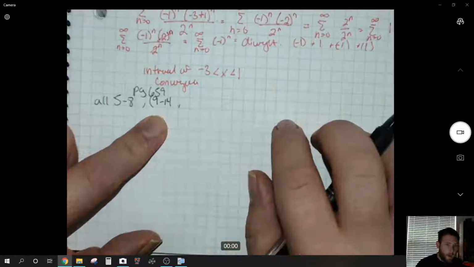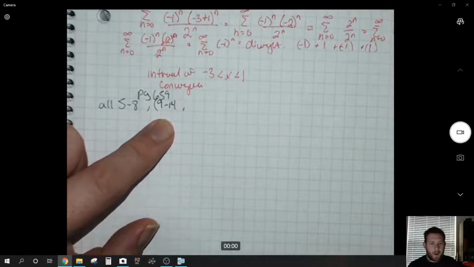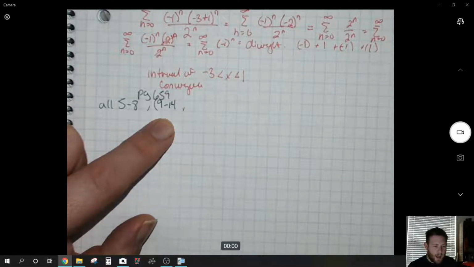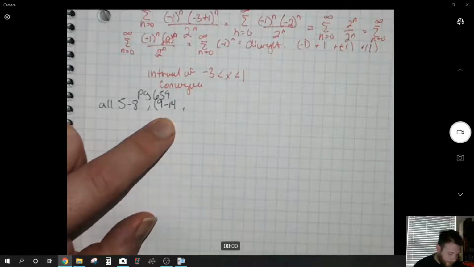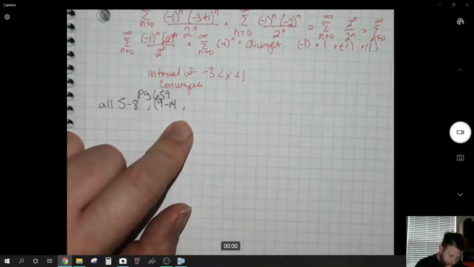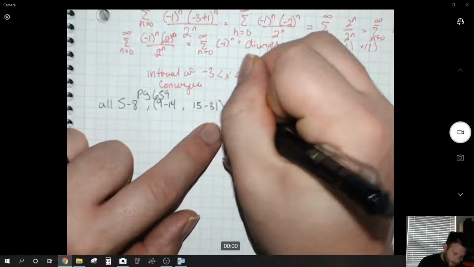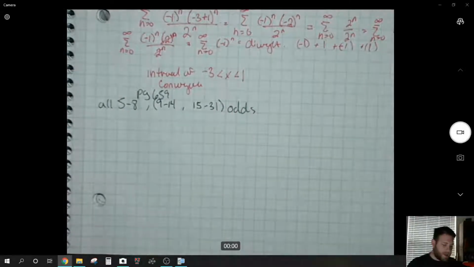This is just finding that r value, which remember is 0 if there's no radius, if there's only a single number, infinity if it's all real numbers, and then the other number, which we did in, I think, the second example. And then 15 through 31 odds is the actual interval process.